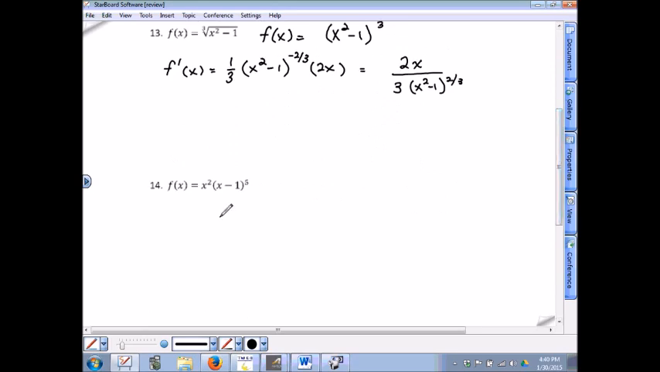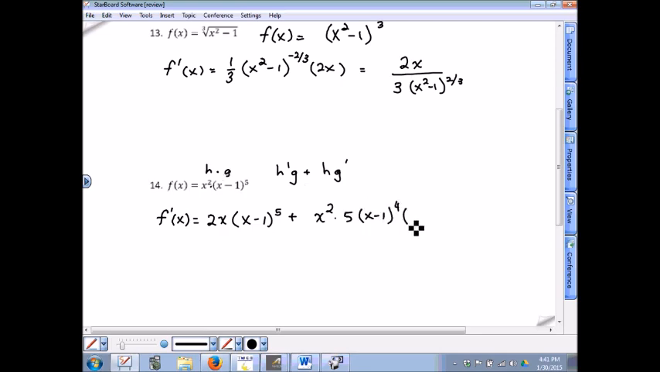Okay, question 14 is a product rule. It's x squared times x minus 1 to the 5th power. And then it's also going to include a little bit of a chain rule here. So if we have an h and a g function, remember the product rule is h prime times g plus h times g prime. So taking the derivative of the first part of the function would be 2x times the g function, x minus 1 to the 5th. Now we add x squared times the derivative of the g function, which is going to be 5 times x minus 1 to the 4th power, and the chain rule times the derivative of the inside function.